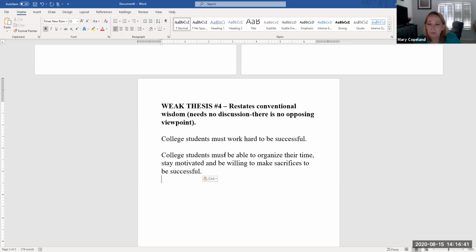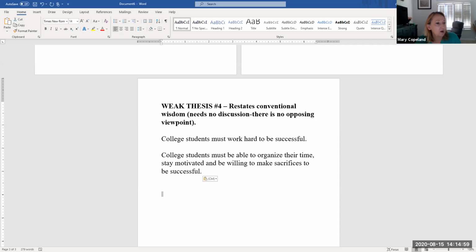Some people teach, and I'm one of those people that believe that every academic paper is an argument. And I don't mean fight it, duke it out type of argument, but a reasoned argument where you're proving your point.